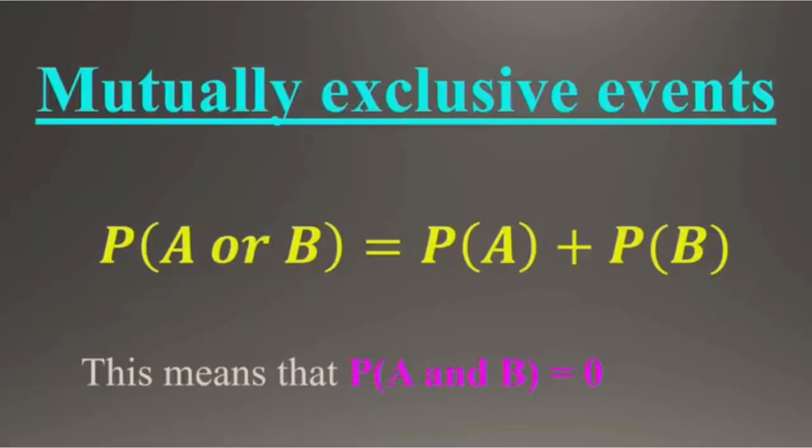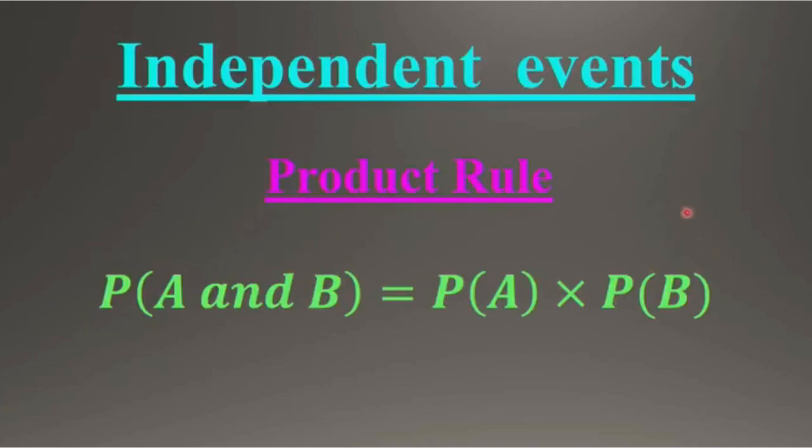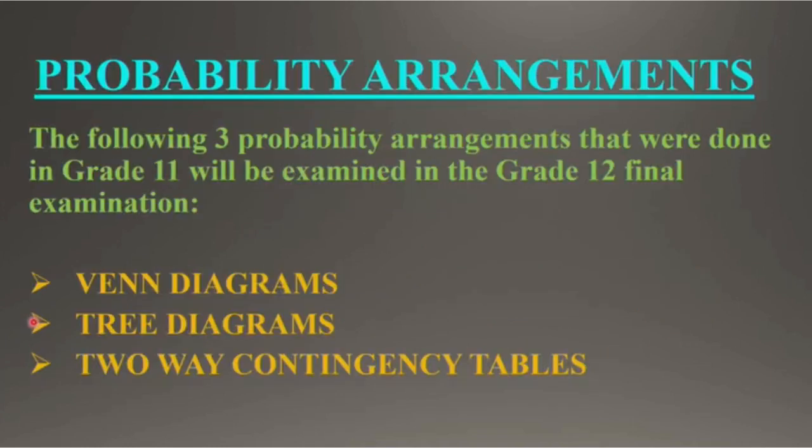Moving on, mutually exclusive events. For mutually exclusive events, the probability of A or B is equal to the probability of A plus the probability of B. This means that the probability of A and B in that addition rule is equal to 0. And then for complementary events, we also learned that the probability of A plus the probability of B is equal to 1, and we did calculations in that connection. Then for independent events, we handle the product rule. Here, the probability of A and B is equal to the probability of A multiplied by the probability of B.